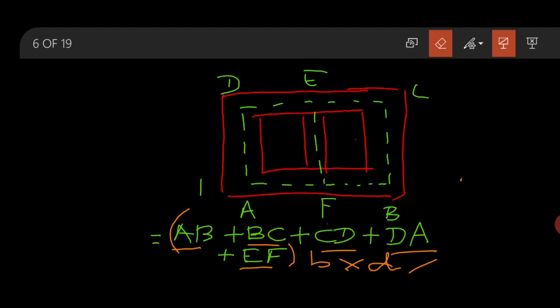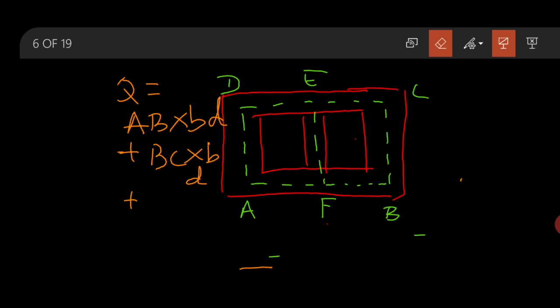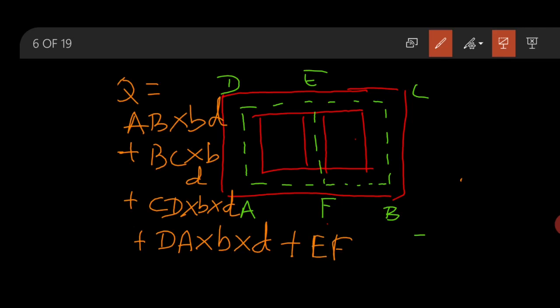I am writing here the total quantity. It can be written as AB into B into D plus BC into B into D plus CD into B into D, if we open the bracket. So this value can be written as AB into B into D, BC into B into D, then CD into B into D, then DA into B into D, then EF into B into D. So the total quantity can also be written in this format.